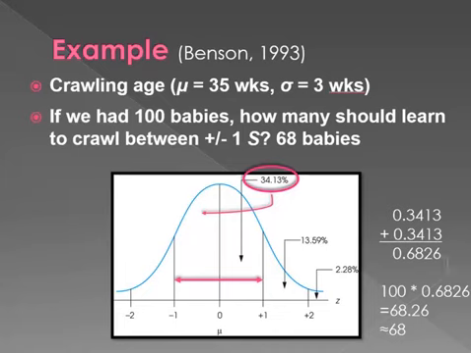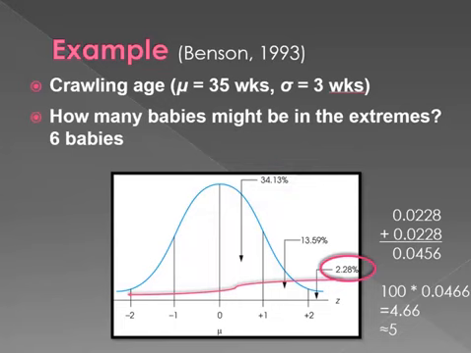I've already figured out that it should be a proportion of 0.6826 of all babies that fall between -1 and +1. So if I take my sample size and multiply it by that proportion, I get a value of 68.26. But we're talking about babies, so this is discrete data, not continuous data, so we want to round it appropriately. So it would be appropriate to round down, and we would predict that 68 of our 100 babies should learn to crawl somewhere between -1 and +1 standard deviations of the mean.